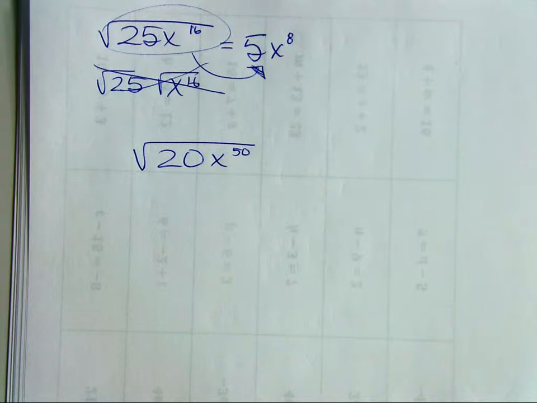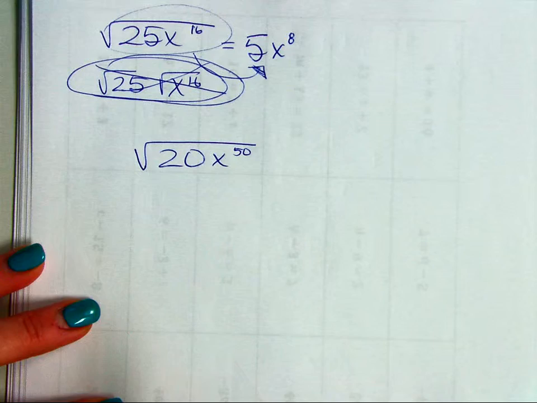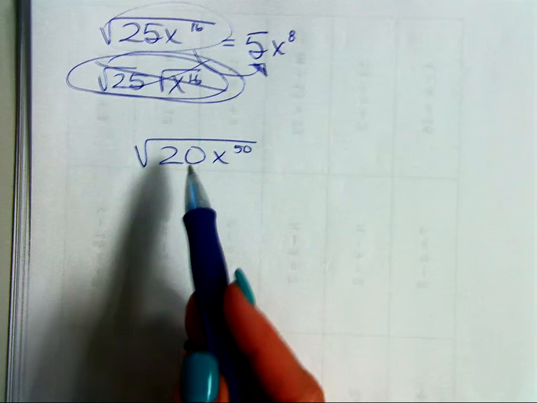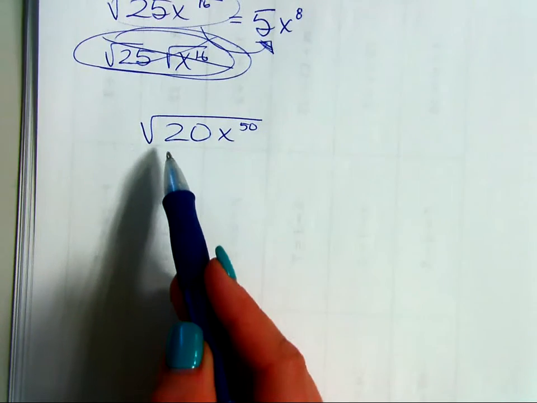What's different about this one? It's not a perfect square. Well, the 20 isn't. The x to the 50th is, right? So all you're going to do, and this is where the real stuff starts, I really want you to watch the steps that I take to solve this. Remember how I said you don't have to write it out up here? Because it was a perfect square. Now that you have some work to show, watch how you're going to show it.